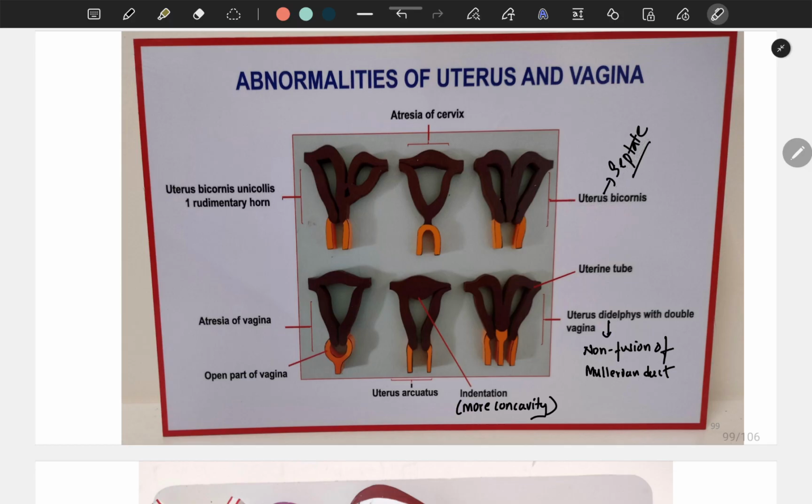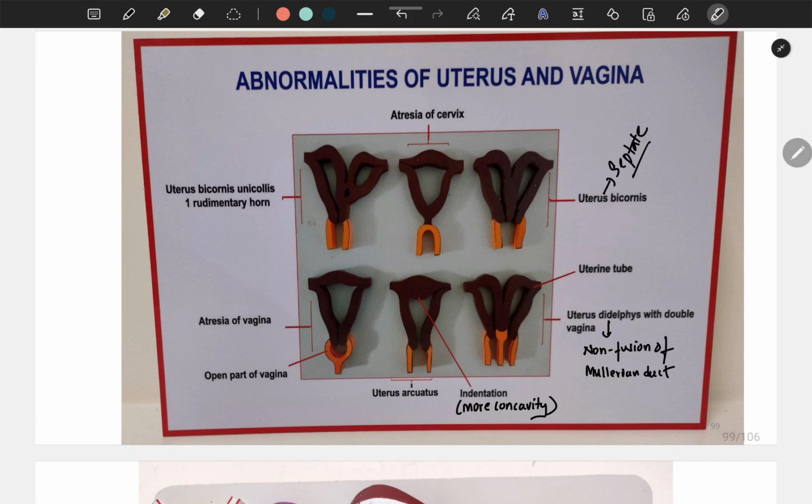Now coming to the atresia of the vagina. The vagina gets narrower. This is called atresia of the vagina. Next, uterus arcuatus. Indentation. Indentation means more concavity. Here you can see the concavity, right? This is normal. The fundus of the uterus is normal. Here, there is a reverse concavity. This is called uterus arcuatus. Concavity increases in the body and fundus of the uterus.